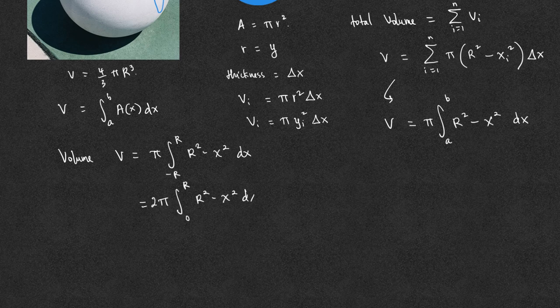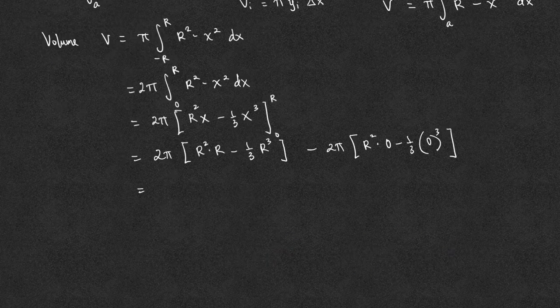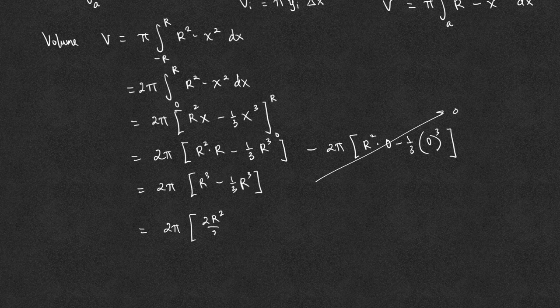using symmetry. Using the fundamental theorem of calculus, the antiderivative of R squared with respect to x is R squared x, and the antiderivative of x squared is 1/3 x cubed. Plug in R, and then plug in 0 into the antiderivative. We then simplify 2 pi (R cubed minus 1/3 R cubed), and the second term at 0 is 0. R cubed minus 1/3 R cubed is 2 R cubed over 3. So the volume is 4/3 pi R cubed, which is what we needed to confirm.